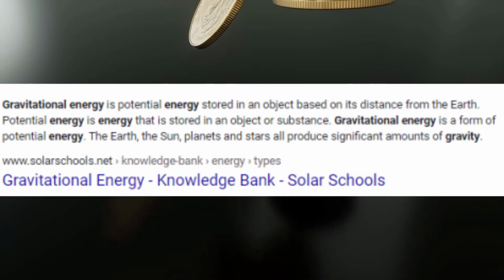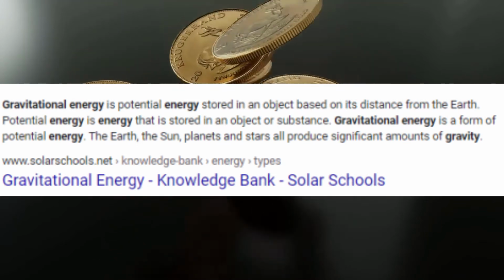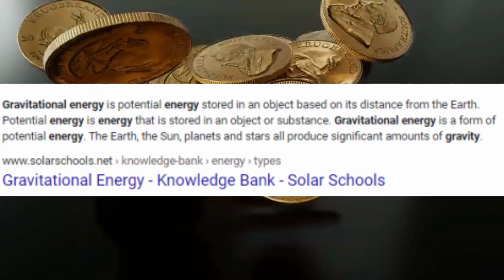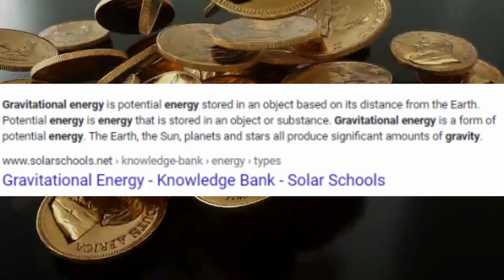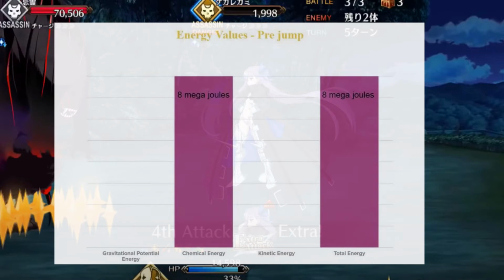Finally, we have gravitational potential energy. Gravitational potential energy is a potential energy stored in an object based on its distance from the Earth. Here are the energy values prior to the jump, so let's go over each of these values and explain why they are the way they are.